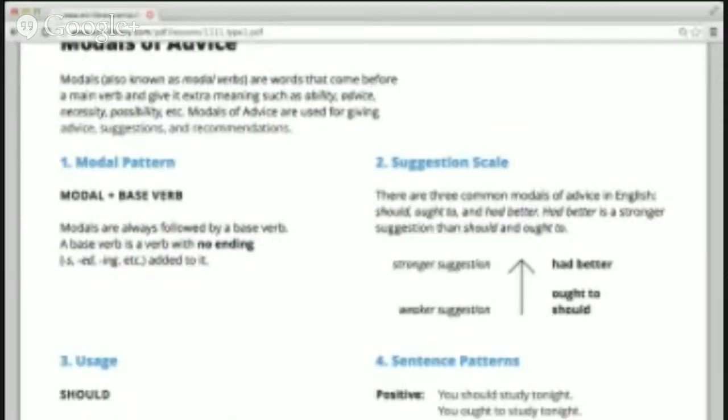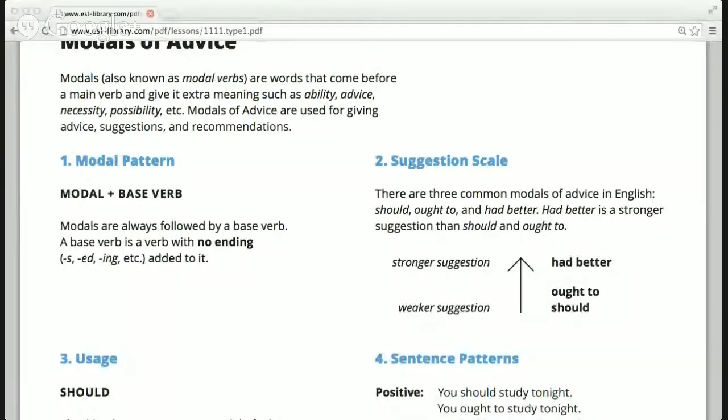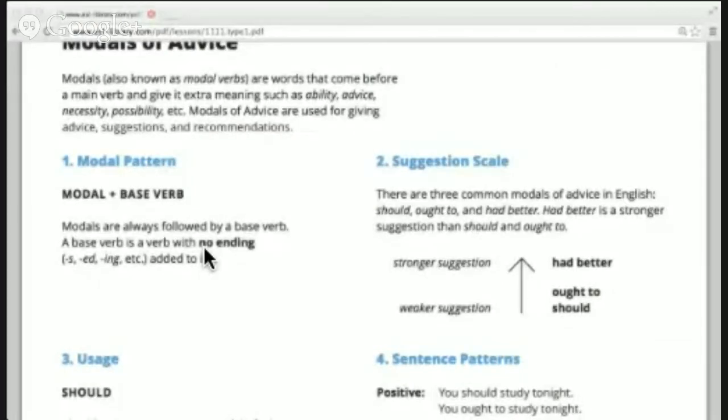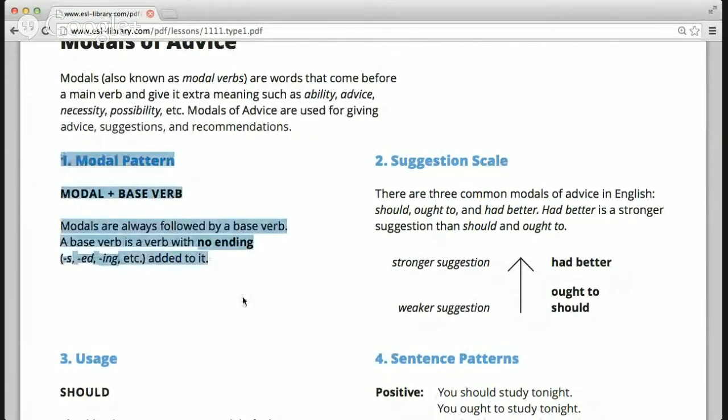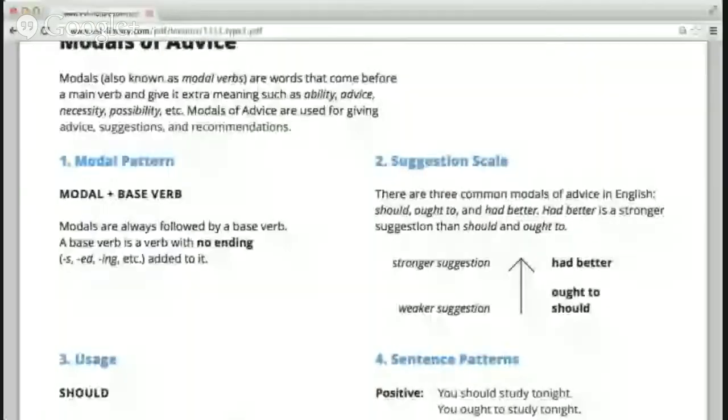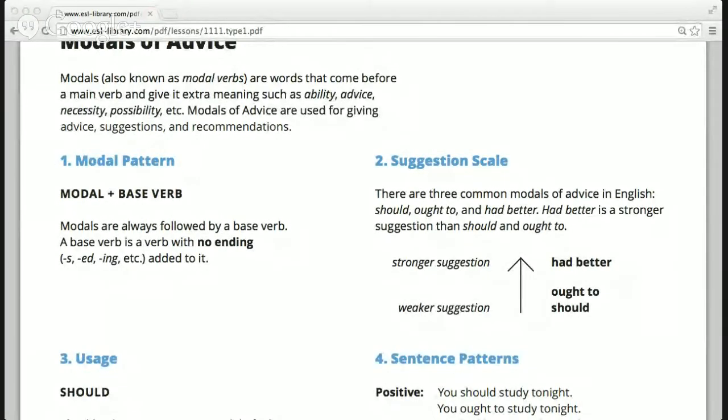Very good, thank you. Number 1, Mario, please read this part here. Modal pattern: modal plus base verb. Modals are always followed by a base verb. A base verb is a verb with no ending.